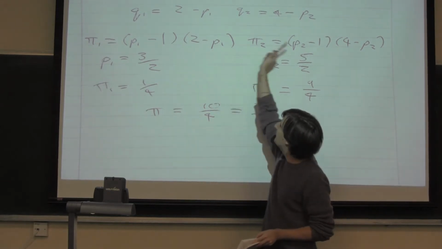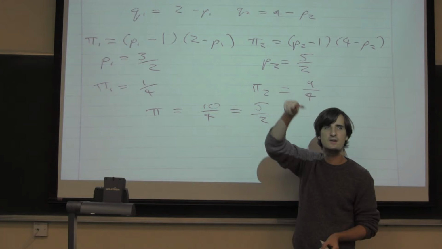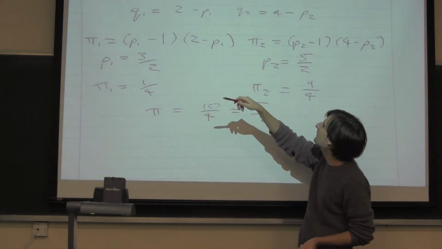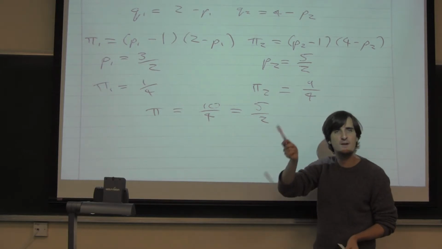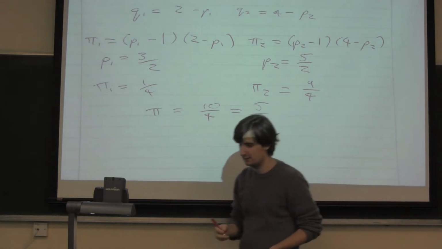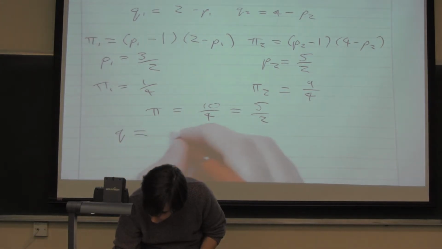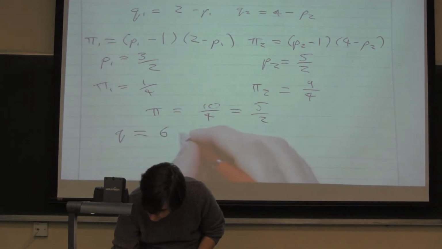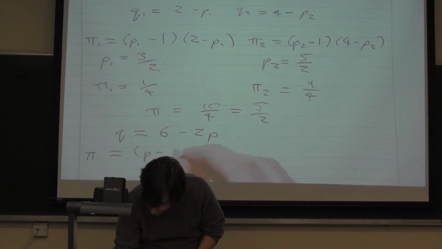Okay, so if you're selling to both types of consumers at the price of P, the low type have demand 2 minus P, the high type have demand 4 minus P. In total, the demand is 6 minus 2P. So without price discrimination, demand is 6 minus 2P. So profits then are price minus marginal cost times quantity.